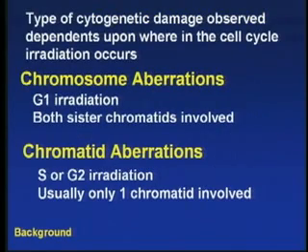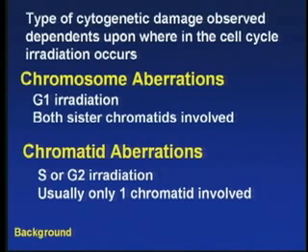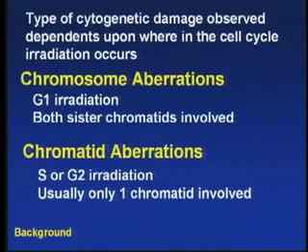Then if you look at chromosome aberrations again, you can divide them into two types: chromosome aberrations and chromatid aberrations. Chromosome aberrations happen when the damage was done at the G1 phase of the cell cycle. At that time, you only have one chromatid, and during metaphase, both chromatids will show the same type of damage. Or you have chromatid aberrations. That's when the radiation was given at S or G2M parts of the cell cycle. Then you may only see one of the chromatids involved in the aberration or damage.